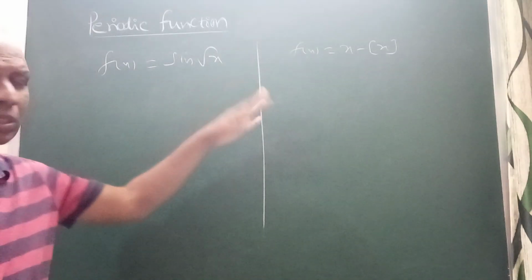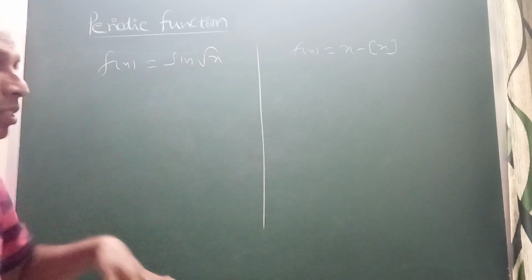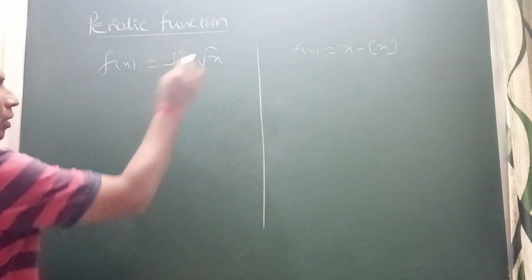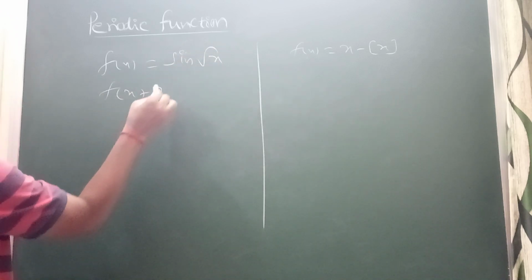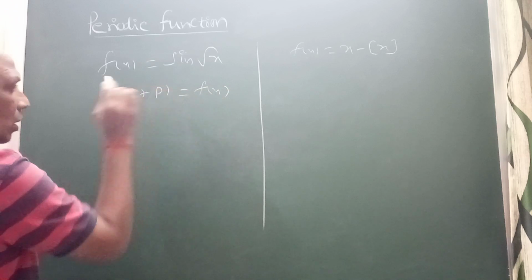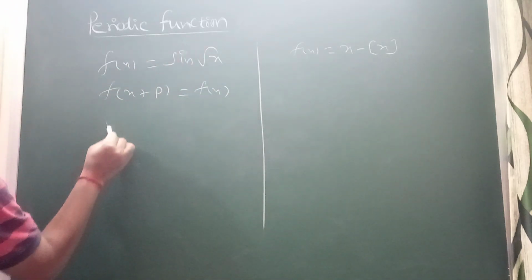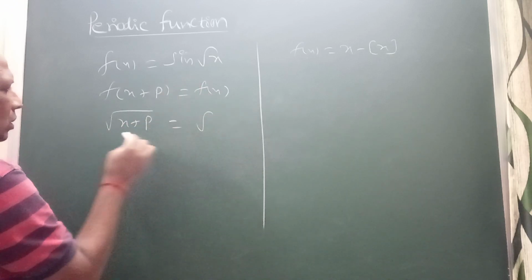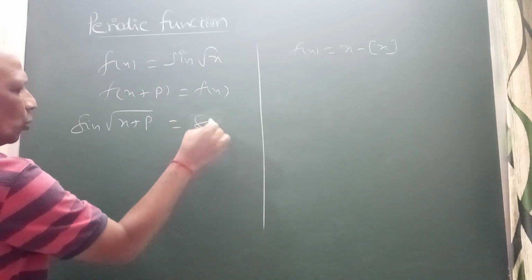See, these two functions, I will explain whether each is periodic or not. If it is periodic, what is the period? Now you can see sine root x. But the property we know, f of x plus p is equal to f of x, where p is the least value. If it is periodic, I can write sine of root of x plus p is equal to sine of root x.